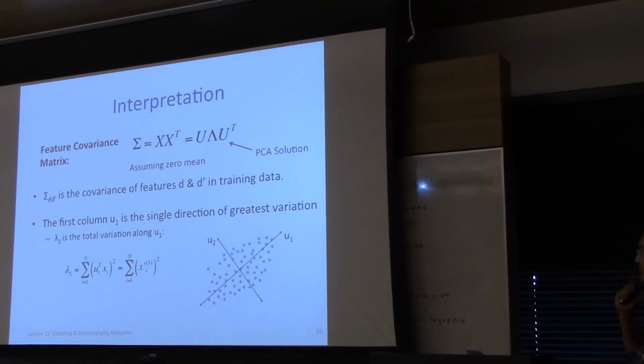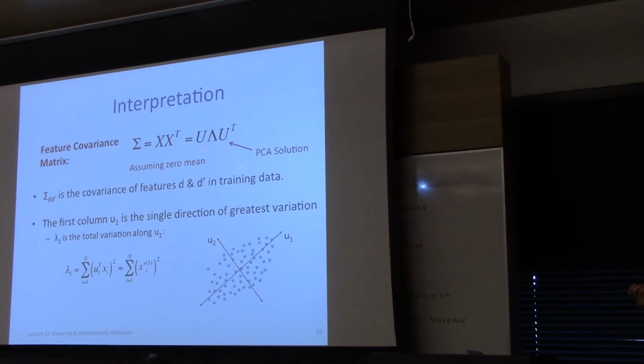What is the interpretation of what PCA learns? Assuming that this XX transpose has been mean-centered, you can think of it as a feature covariance matrix. For example, as you increase the first feature, how much does the second feature go up? That's a covariance. So the entry (d, d prime) of this matrix is how much feature d and feature d prime covary in the training data.